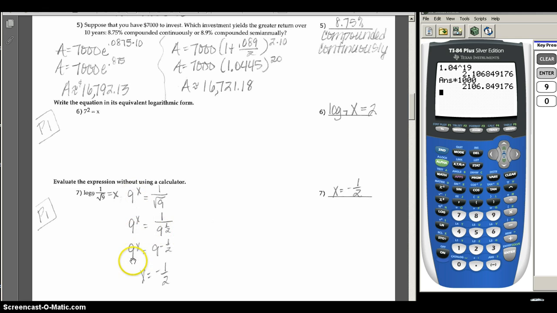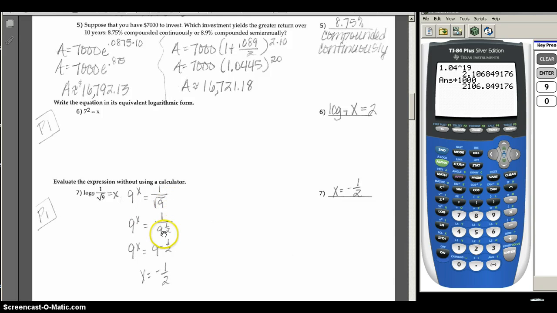So my 9 to the x stays on the left. My 1 over the square root of 9, remember square root also means the 1/2 power. And I know that you could have evaluated that and got 3, but then we would have had to adjust our base on the left side. So we could have done it that way. It'd look a little bit different.